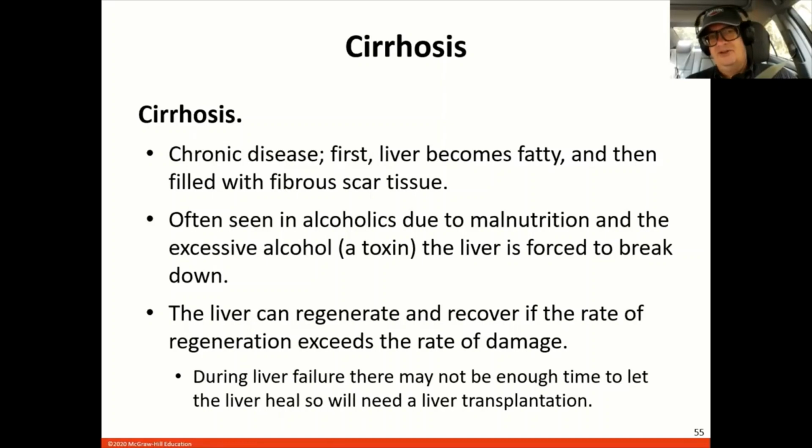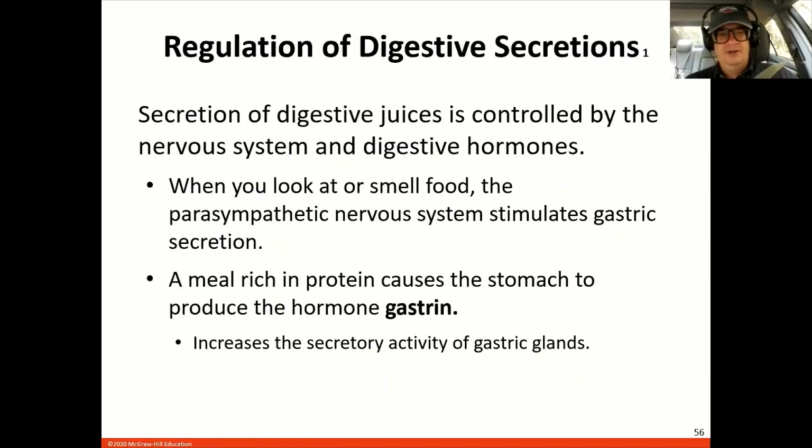Basically, what we're saying is it'll try to regenerate, but you have to be doing damage at a slower rate than it can grow back. If you don't, you'll get liver failure and probably need a liver transplant. All right.